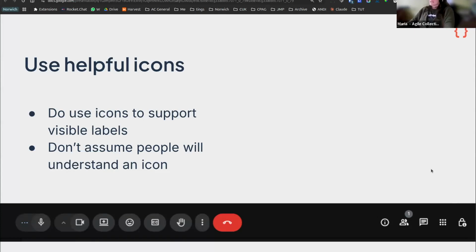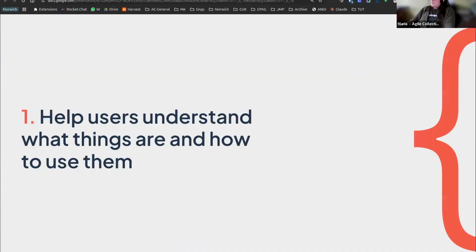Okay, I'm going to pause now and ask, going back to the principle, which you may have forgotten: help users understand what things are and how to use them. Whether anybody's got any other ideas other than these, how we might do this in our working life, thinking about how you are involved with your website or your work. How can we help users understand what things are and how to use them? Just type in the chat or talk or unmute if you prefer.